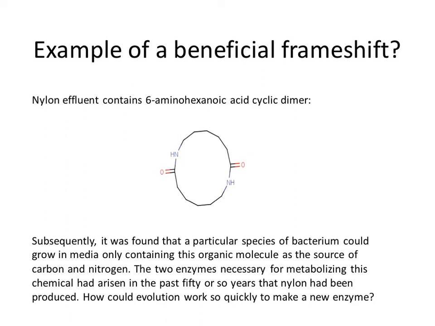And actually, they could grow in media that only had this molecule as the only source of carbon. So normally we think about carbon sources for bacteria like you put glucose in the media, it's sugar, so that bacteria can eat it, metabolize it, and survive. This one species of bacteria that they found growing in these rivers could use this molecule as its food source, a byproduct of nylon production.